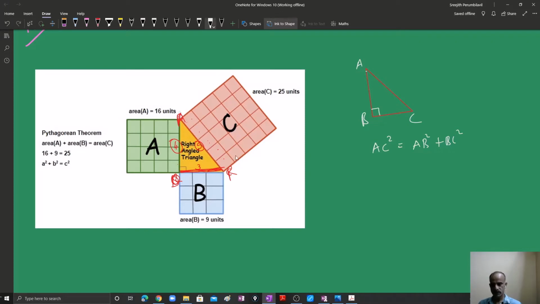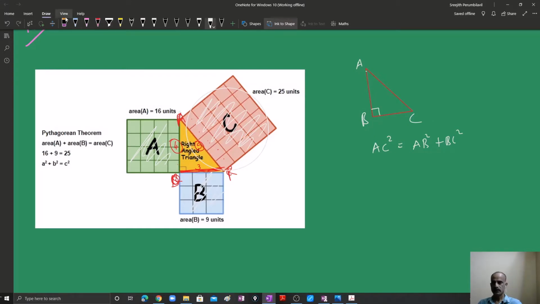We can also say the sum of the squares on the other 2 sides. There is a square made on the hypotenuse. The area of this square is equal to the sum of the squares made on the other 2 sides. Or in short, hypotenuse square is equal to base square plus height square. This is what we mean by the Pythagoras theorem.